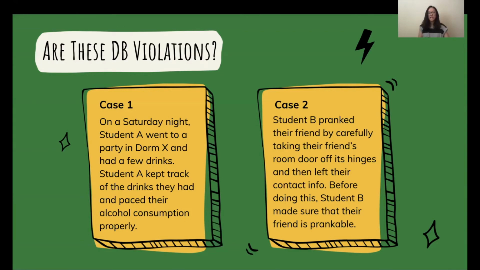Here we have a few example cases, and we will go through each of them and decide whether they are DB violations or not. For the first case, on a Saturday night, student A went to a party in dorm X and had a few drinks. Student A kept track of the drinks that they had and paced their alcohol consumption properly. Because student A was drinking responsibly and was making sure that they were safe by keeping track of their drinks and pacing their alcohol consumption, this is not an honor code violation.